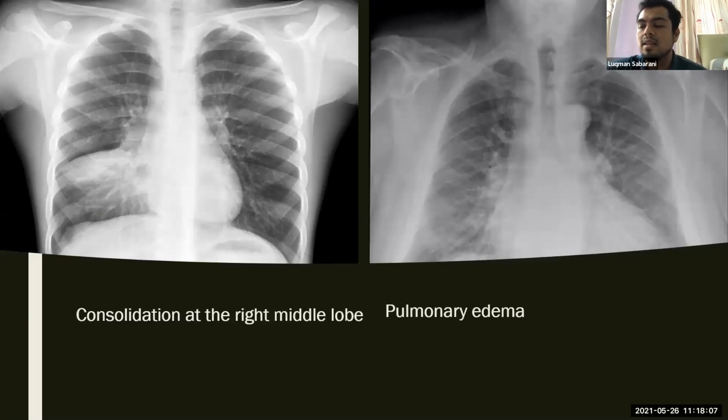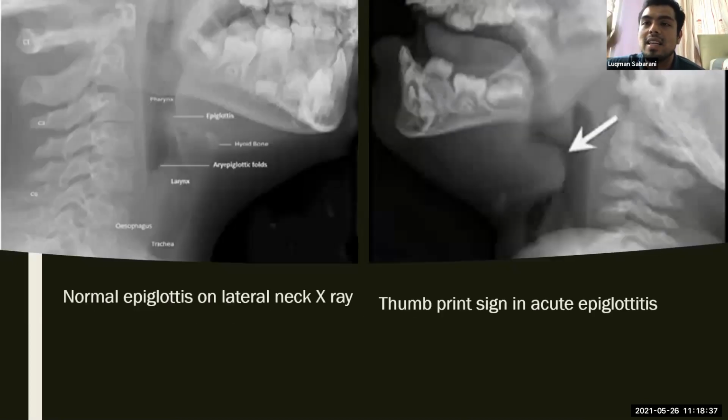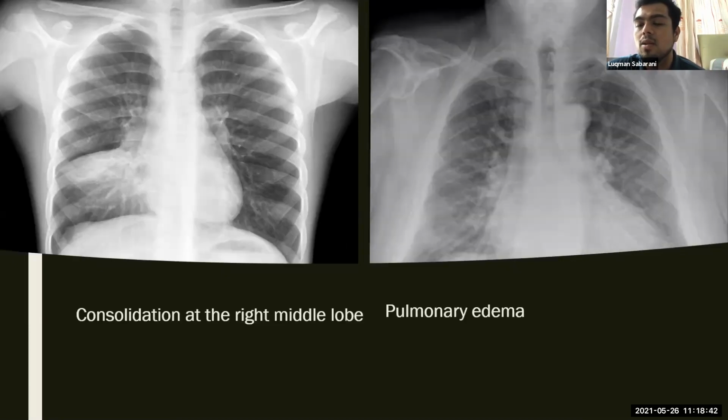So this is an example of the chest X-ray. On the left picture, you can see there is a consolidation at the right middle lobe. And on the right picture, this is an example of a patient with heart failure presenting with pulmonary edema. You can see there is prominent vascular marking at the peripheral part of the chest, and also cardiomegaly.